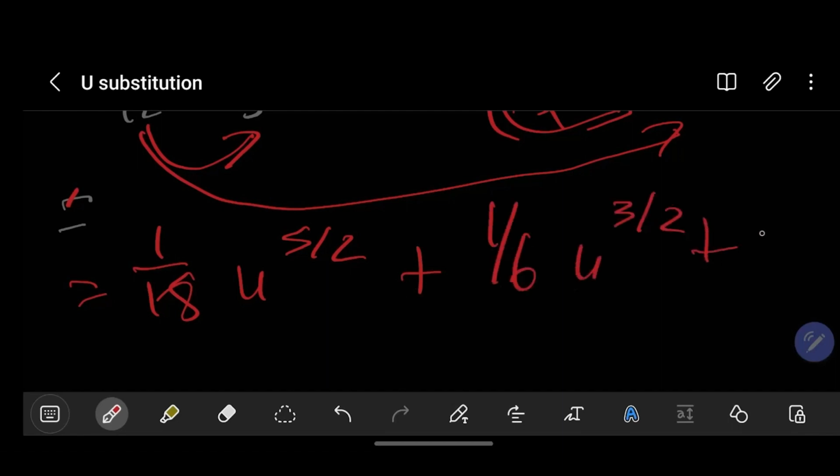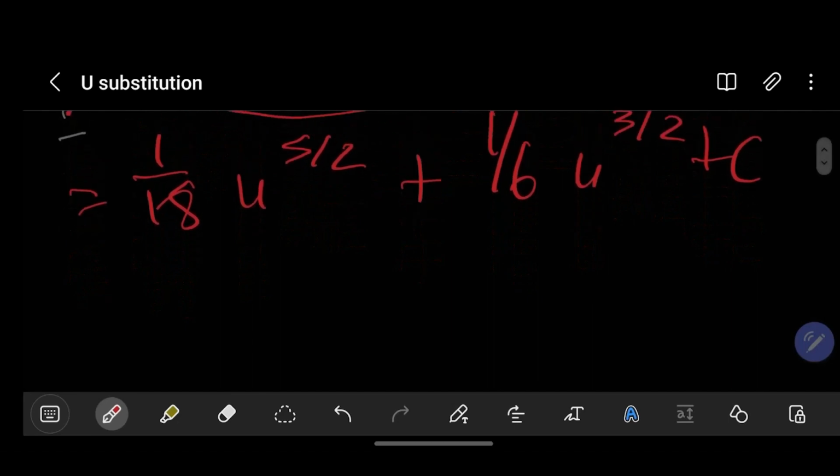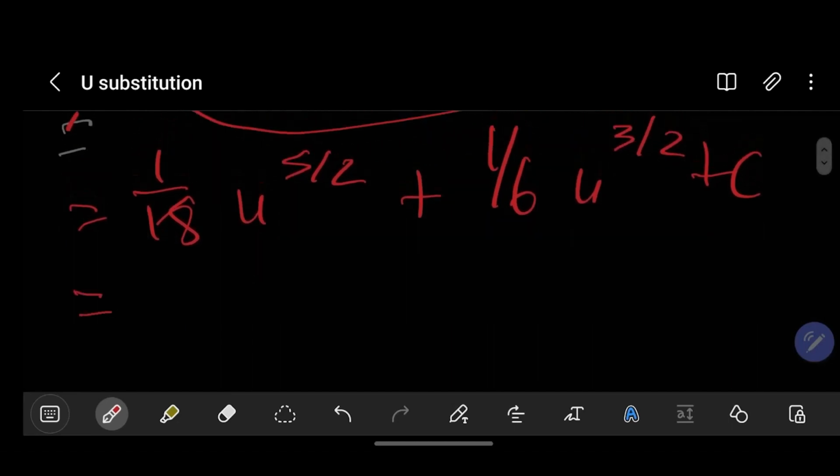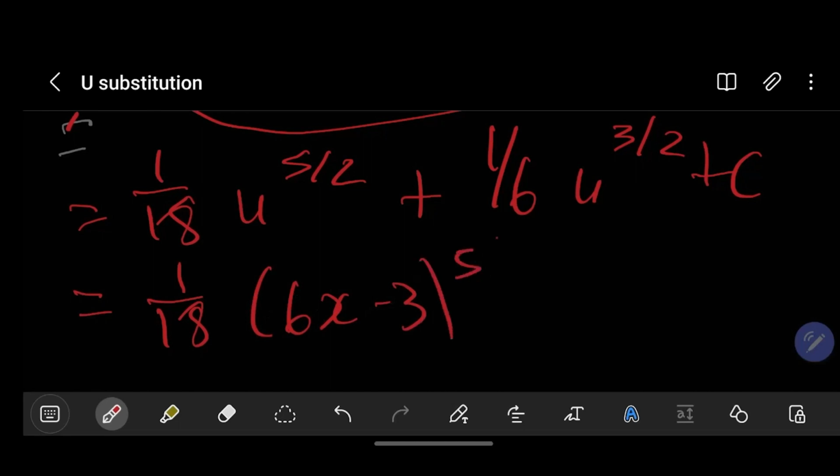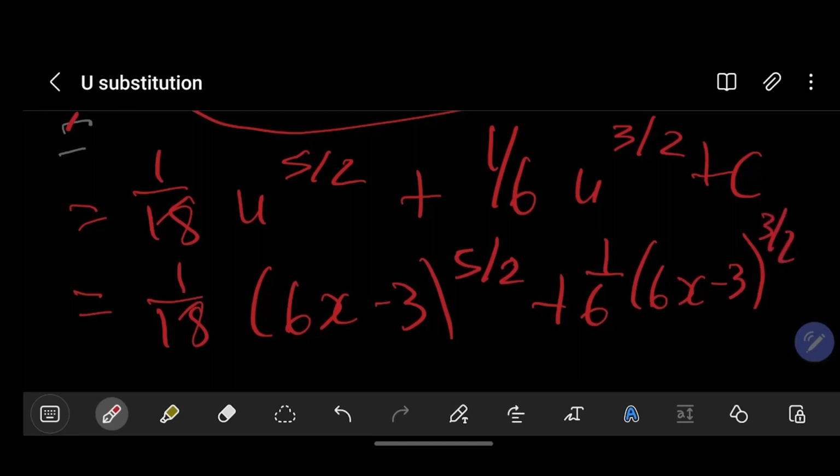And if we now go ahead and replace u, we made u equal to 6x minus 3. So we'll have this as 6x minus 3 raised to the 5 by 2 plus 1 over 6, 6x minus 3 raised to the 3 over 2 plus c. Don't forget the c. So once again, another example where although we solve for u, we also have to solve for x in terms of u to ensure that we can get rid of the x's, so we only have u.